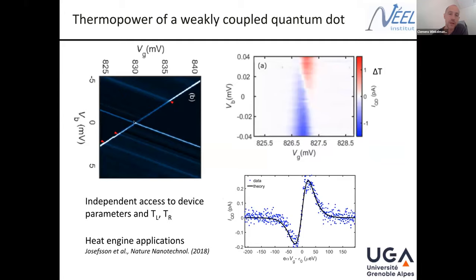So here, this is a weakly coupled quantum dot junction, and this is the conductance map. Now, this is taken without temperature gradient.